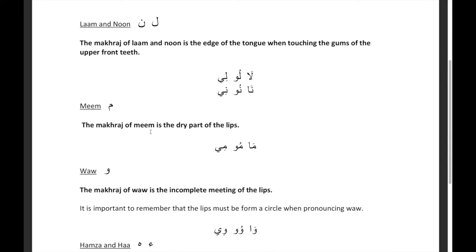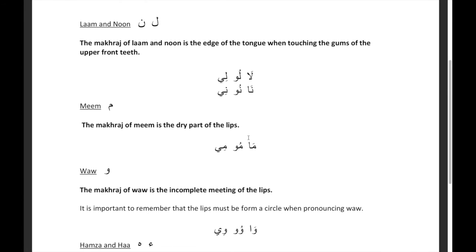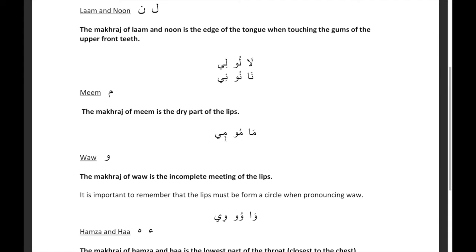The makhraj of Mim is the dry part of the lips. Ma, mu, mi. You don't have to take your lips all the way inside your mouth to emphasize it, but the difference is very small. If this is your lip, remember Ba was from the moist part. If Ba is from here, Mim would just be a little bit more ahead. Ma, mu, mi.